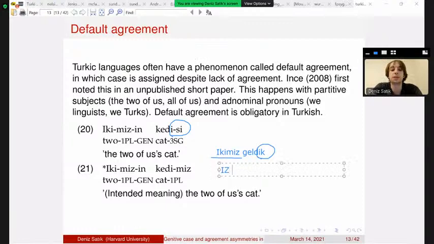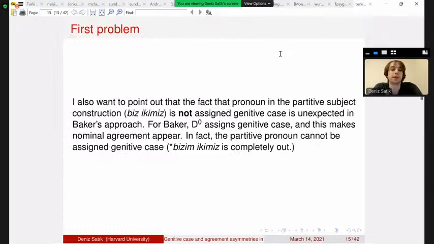Similarly, biz ikimiz geldik, ikimiz geldik, also fine. This is really bad: ikimiz geldi. There are cases in which you could force something like ikimiz geldi, and we'll talk about that today. But if you just think of it in a normal context, it's not so good, right? We'll talk more about this in a minute though.